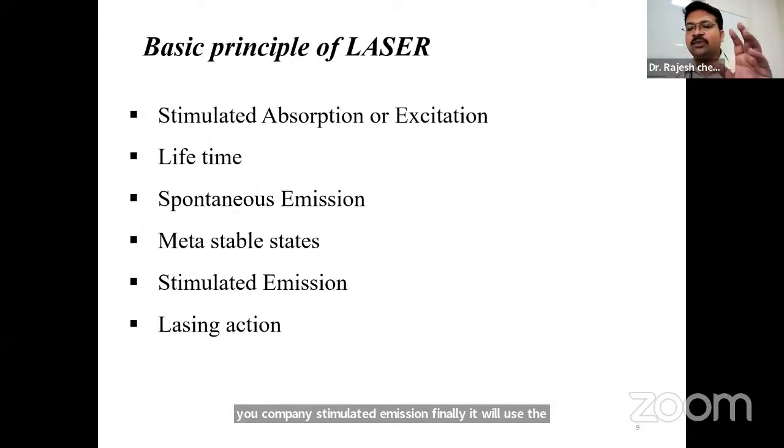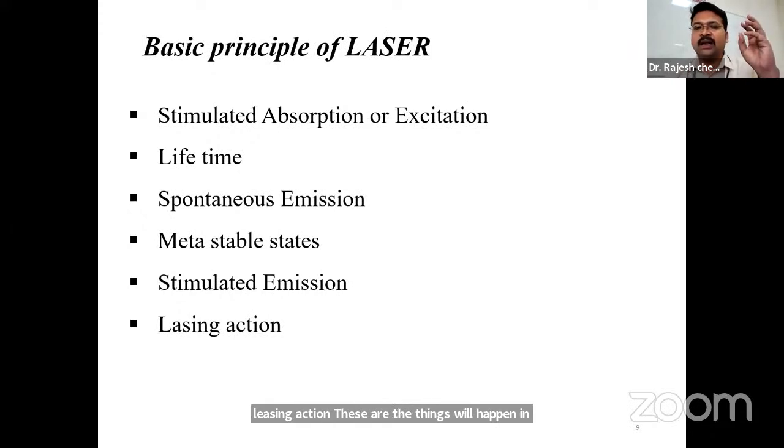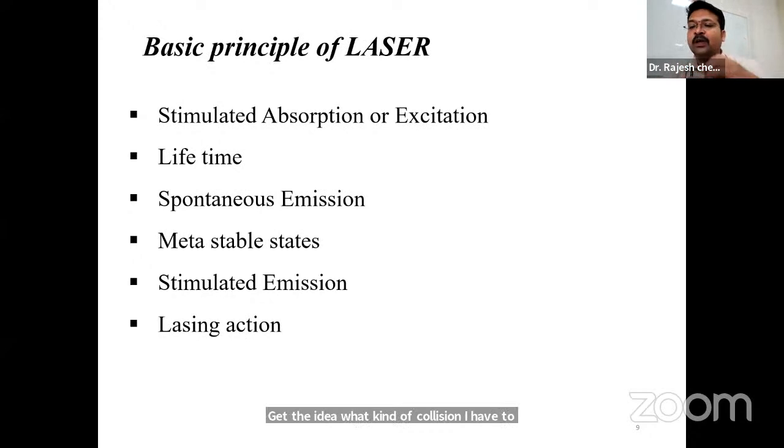These are the things that happen in any laser: stimulated absorption, lifetime, spontaneous emission, metastable states, stimulated emission, and lasing action. These are the six things you have to remember for constructing any laser, and we have to get the idea of what kind of laser I have to prepare and what energy is required for my application. That is very important when constructing the laser. Am I clear to everyone?